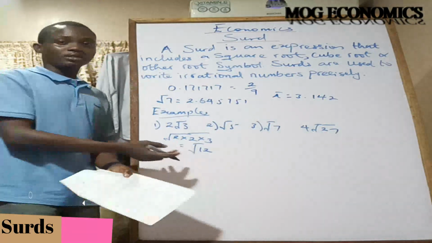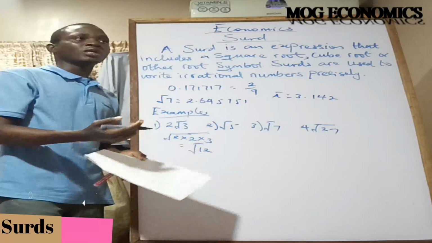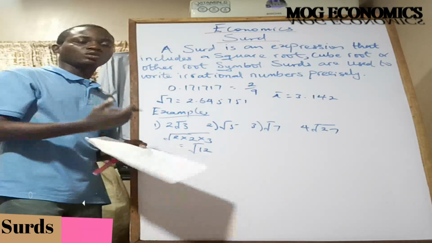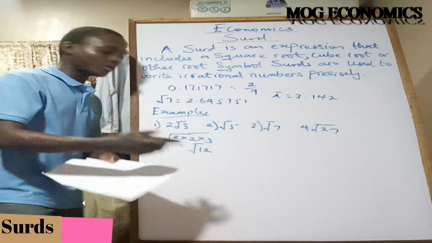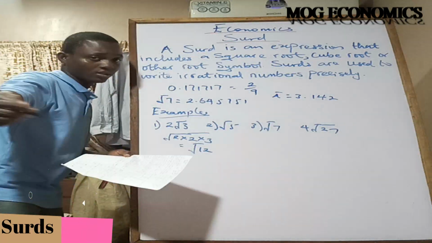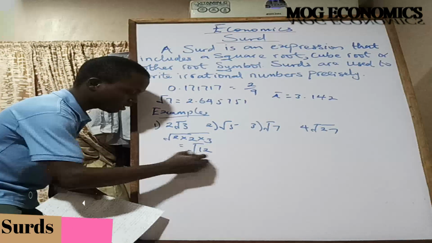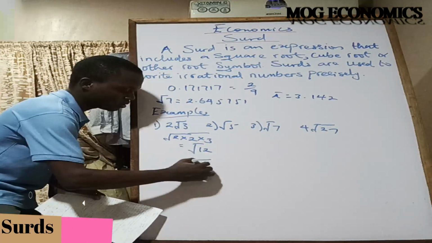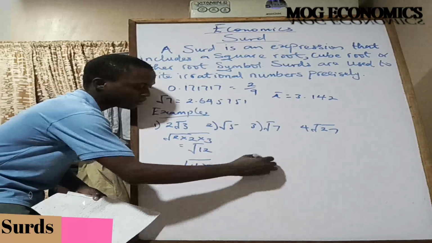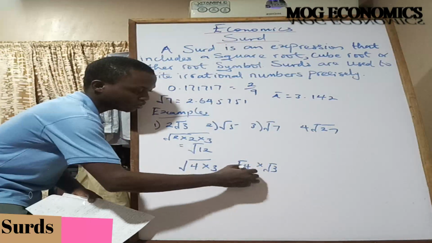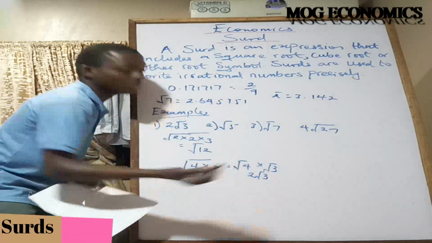If you want to break this down again, what do we look for? Is there a perfect square in root 12? Yes, there is. You can express root 12 using a perfect square, not the whole of it, but a part of it. So root 12 is the same as root of 4 times 3, which means root 4 multiplied by root 3. Root 4 is 2, multiplied by root 3 gives us 2 root 3 back.